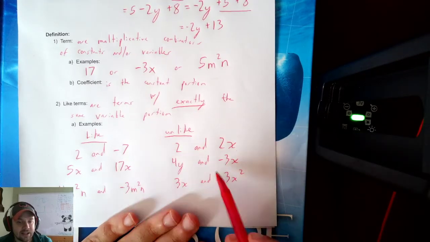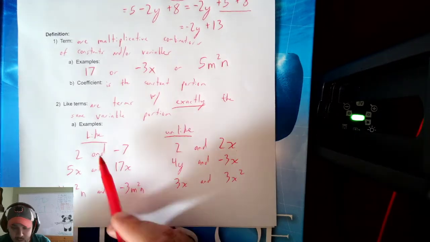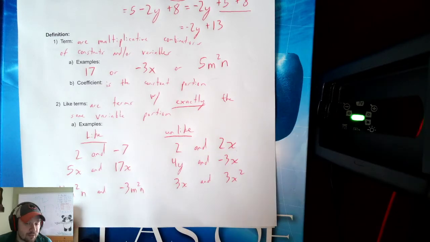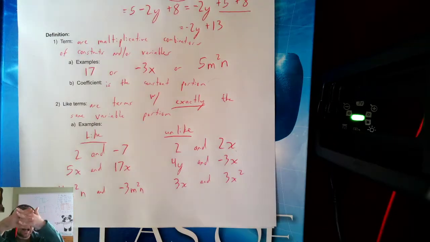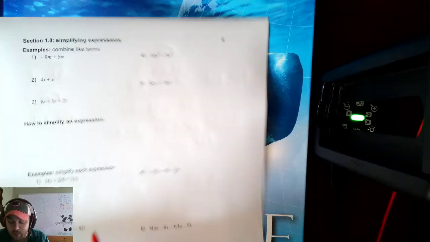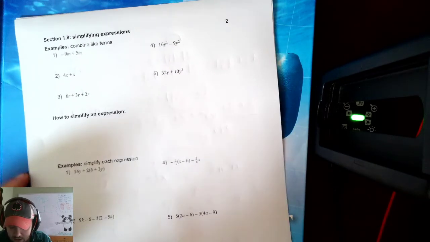So we can have like and unlike terms. The reason we prefer like terms is because we can combine them. Like terms can be combined. And that's what we're going to look at here. Let's combine some like terms.